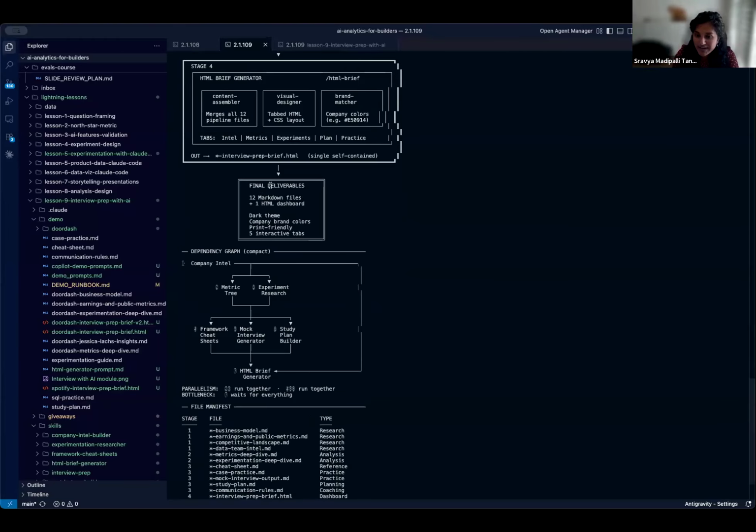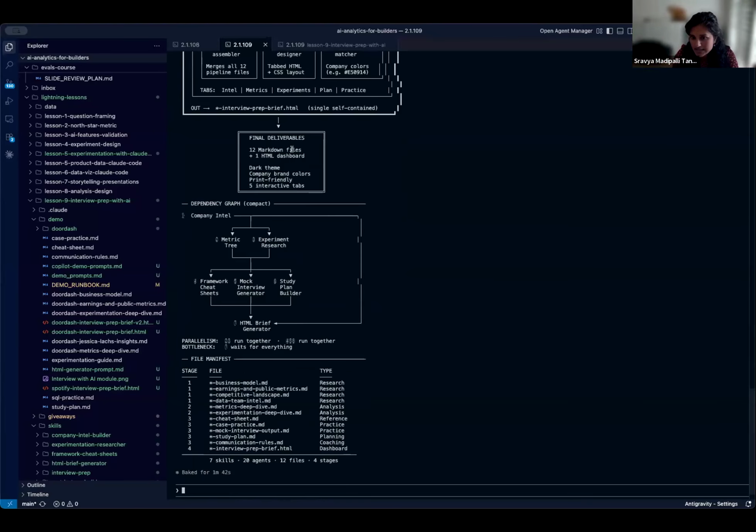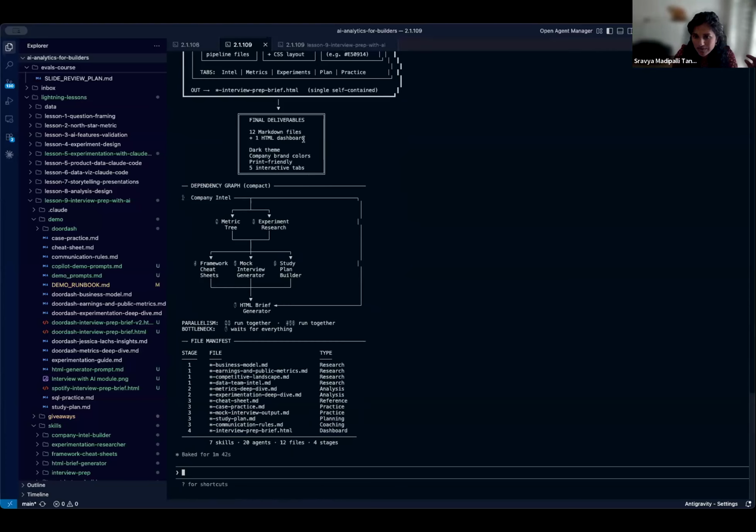And then you have the final deliverables. It says markdown files, but you could always create a PDF out of it. It's going to have 12 files and all of these things. Okay. So this is what we have. Let's try something. Let's ask about ASCII architecture for metric trees.